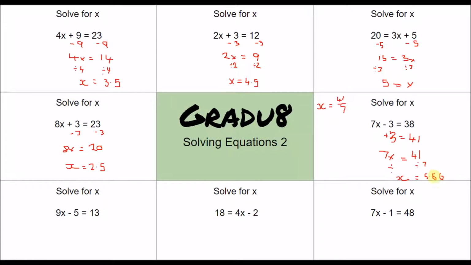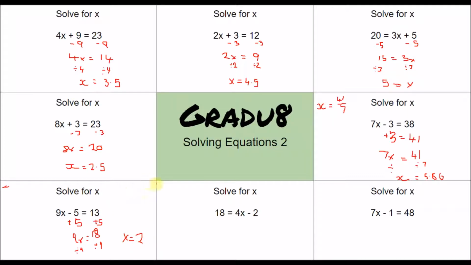If we move down here then, we've got minus 5, so you're going to add 5. So add 5 to this side as well. It's going to give you 18, and then you've got 9x equals 18. We'll divide them both by 9. You're going to have x equals 2.